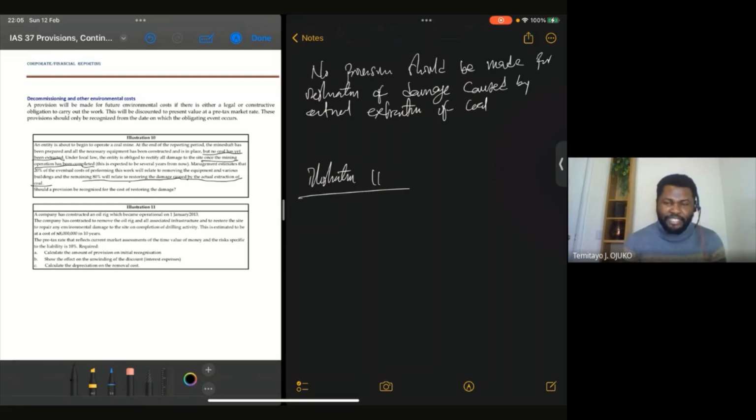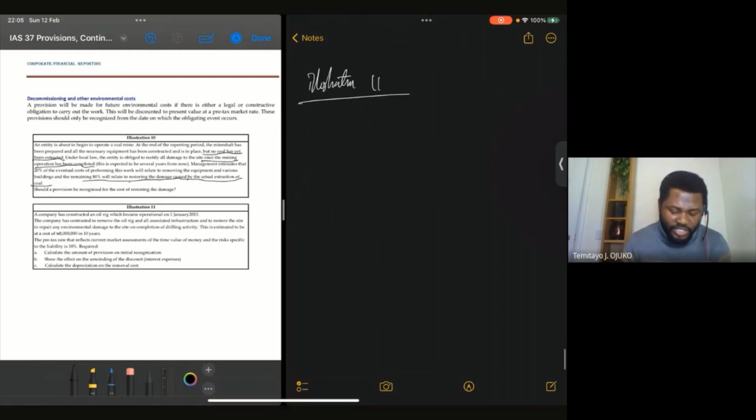The pre-tax rate, don't forget, we said we should discount based on pre-tax rate, and we already have a future value. We have to discount to present. The pre-tax rate that reflects the current market assessment of the time value of money and the risk specific to the liabilities is 10% required. Calculate the amount of provision on the initial recognition, and two, show the effect of the unwinding of the discount, interest expense, then calculate the depreciation on the removal of the cost. Very simple.